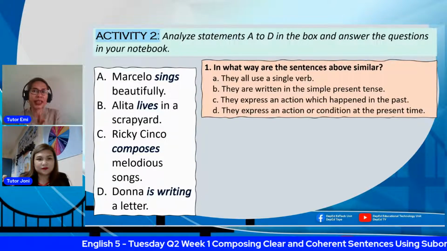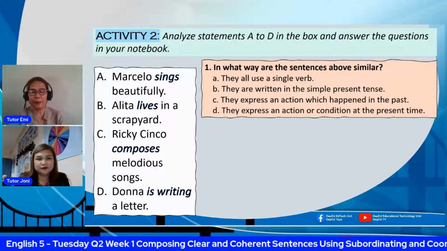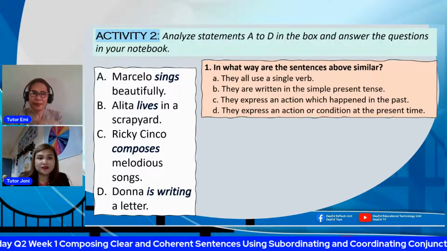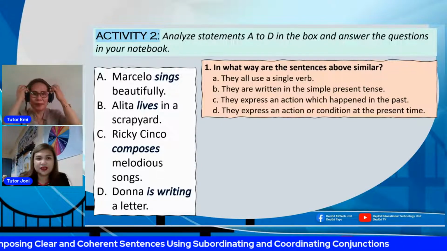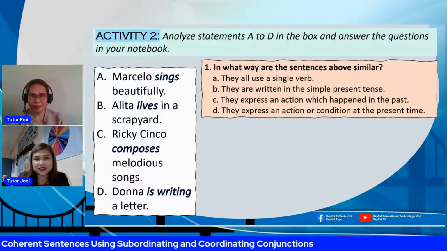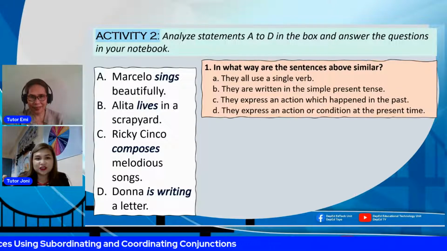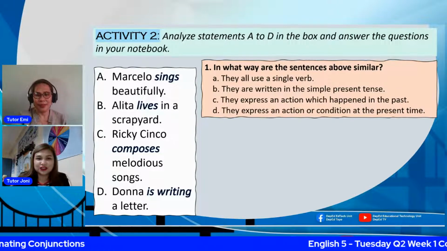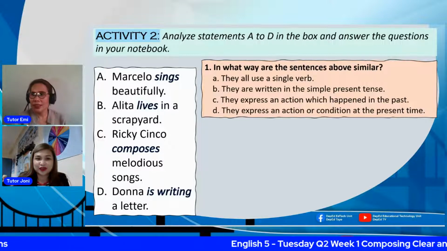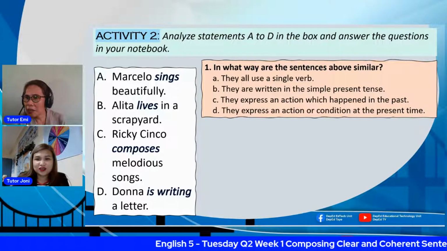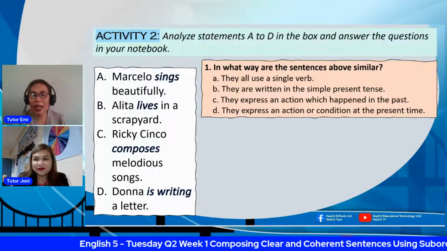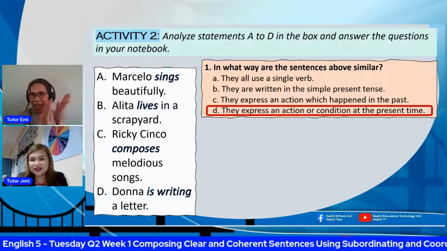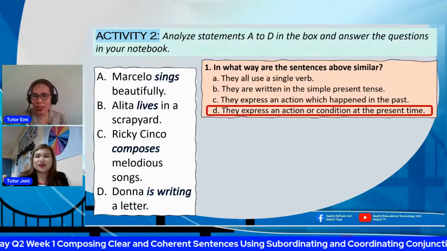In what way are the sentences similar? A, they all use a single verb. B, they are written in the simple present tense. C, they express an action which happened in the past. And D, they express an action or condition at the present time. So choose your answer. What's the answer? Wow, we already have an answer. Yes, perfect. All right, let's go to number 2.